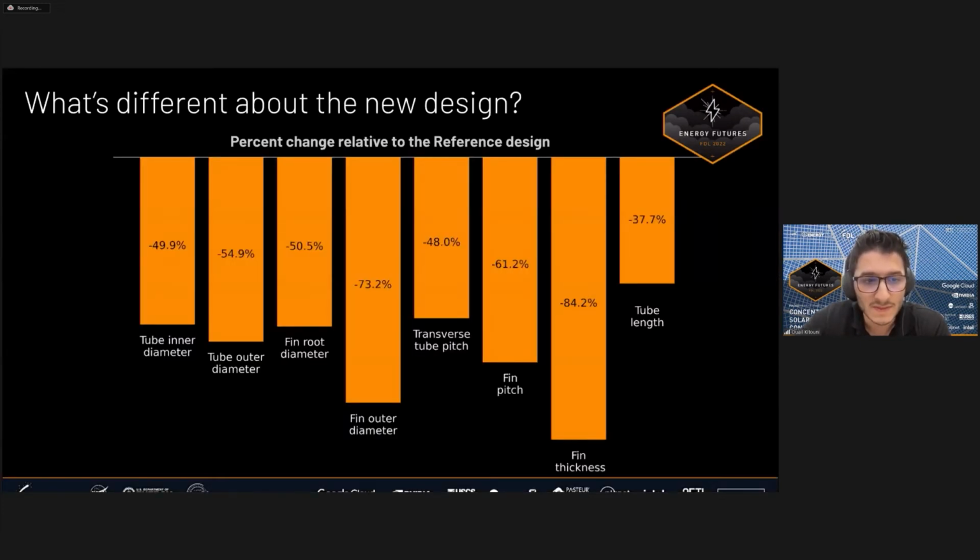Right? So what's different between our optimal design and the reference design exactly? Everything is about 50% smaller, including the fin pitch, which deceptively enough means that there's a larger number of fins per unit length, and this is where we're getting most of our cooling efficiency from.